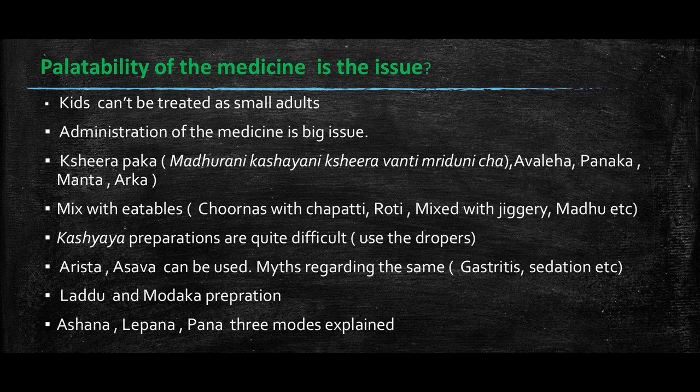Then again, the classics very clearly say that medicine to the child should be given in the form of ashana, lepana, pana. So we have to try to give the medicine in these three forms. That is quite good. Ashana means in the normal intake of the child; the child takes so many foods. Try to mix the medicine with that food, or convert that food itself into medicine. That is the best way.